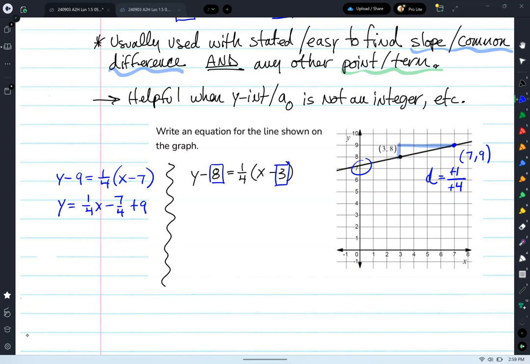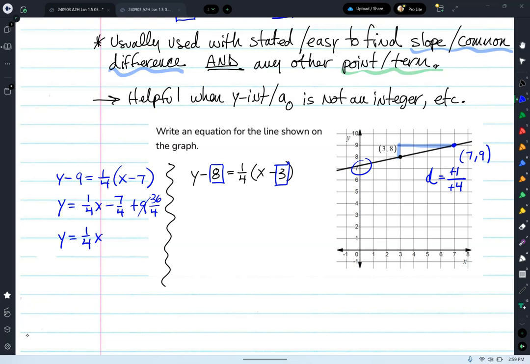Now we just have to simplify. Are there any like terms I can combine together? Yeah, those are both constants. We could put a 7/4 in, but that's a fraction and a whole number. I could turn the 9 into a fourths number, couldn't I? What would that be as a fourths number? Okay, 36 fourths. Has everybody got what I did there? Okay. So then, y is equal to 1/4 x.